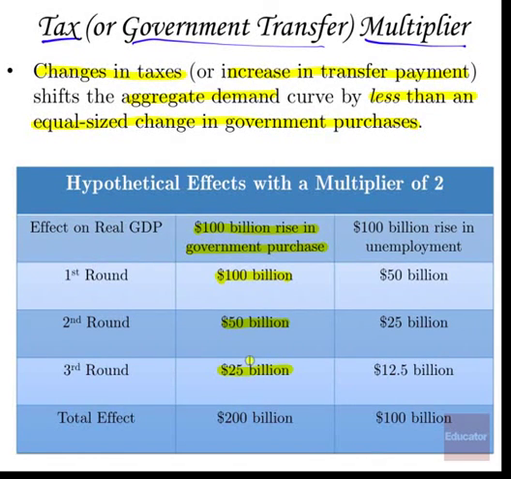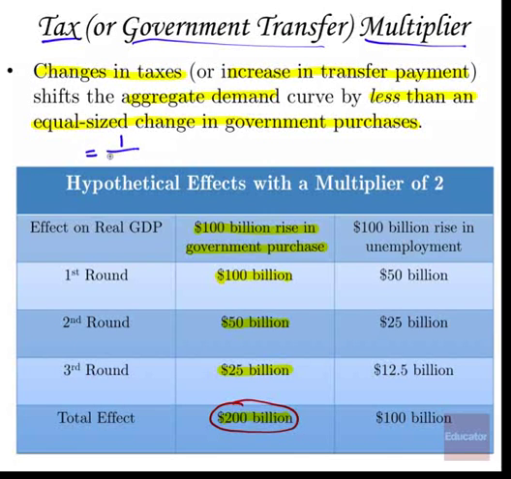So the next round is going to be 12.5, 6.25, 3.125, and so on and so forth. And the total effect is going to be $200 billion that's injected into the economy. $200 billion. And let's cross-reference that with the formula here. And so you have the total increase. I'm trying to figure that out.